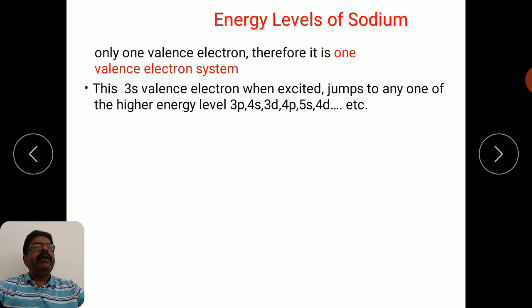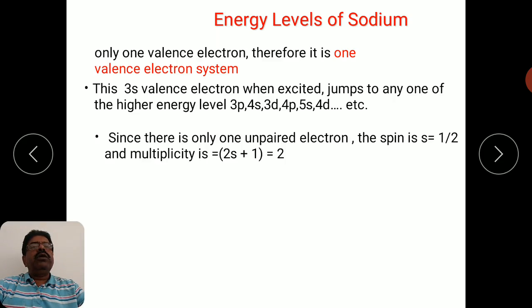Since there is only one unpaired electron, the spin s of this electron will be half, and therefore multiplicity is, according to this formula, 2s plus 1. If you substitute s equal to half, so half into 2, that is 1, plus 1, that is equal to 2. So multiplicity for this valence electron in sodium atom will be 2.